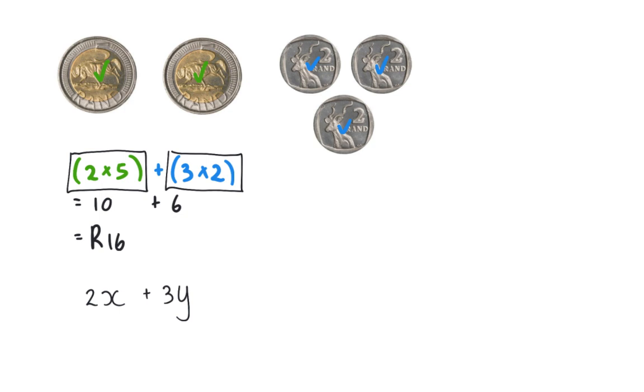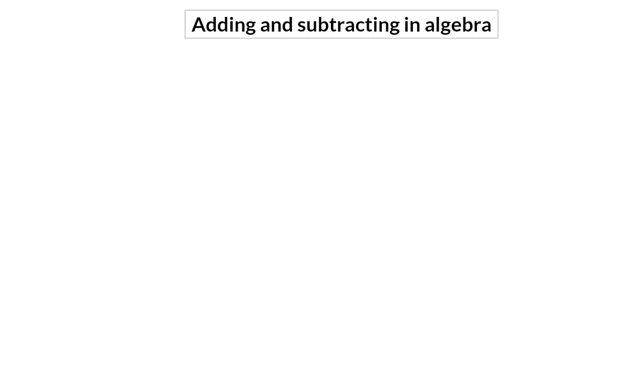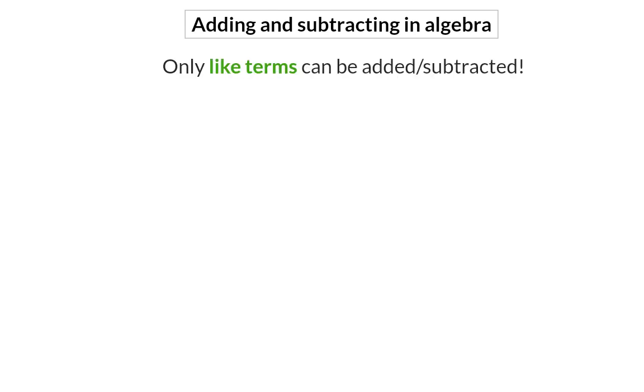If we did not know the value of each of the coins, this would have been as far as we could go in algebra. We could not say that this is now 5 coins. But as soon as we are given the actual values of the coins, we can substitute that and then determine the correct amount. So when it now comes to adding and subtracting in algebra, it is very important to know that you can only add and subtract like terms.